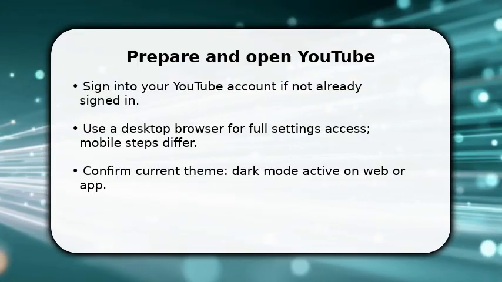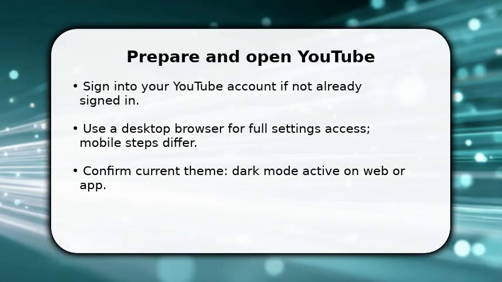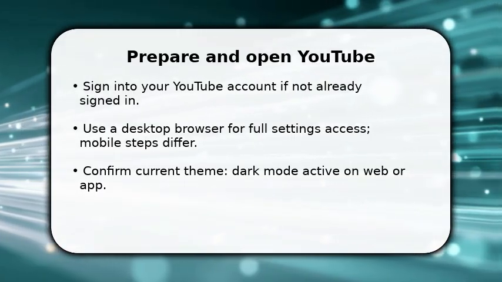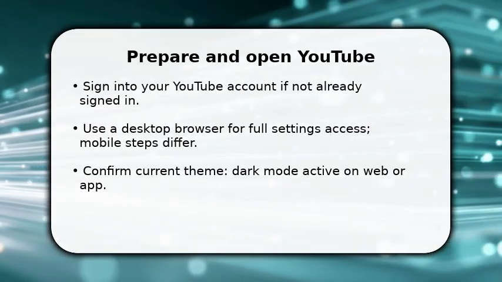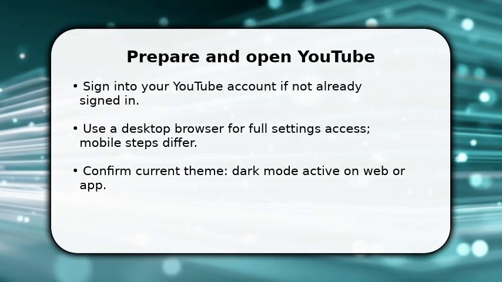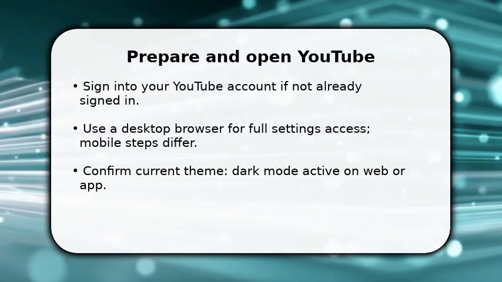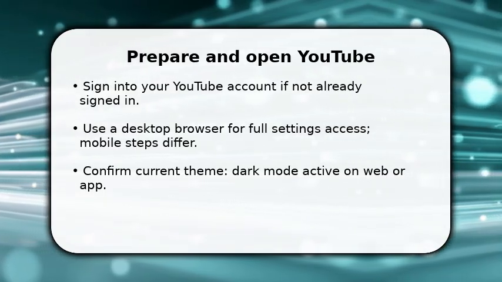You start by opening YouTube in your desktop browser and signing into your account so settings persist. Once done, click your profile icon at top right to reveal the menu. You want the appearance or dark theme option visible. If it's not, make sure you're on the main site and not embedded view.